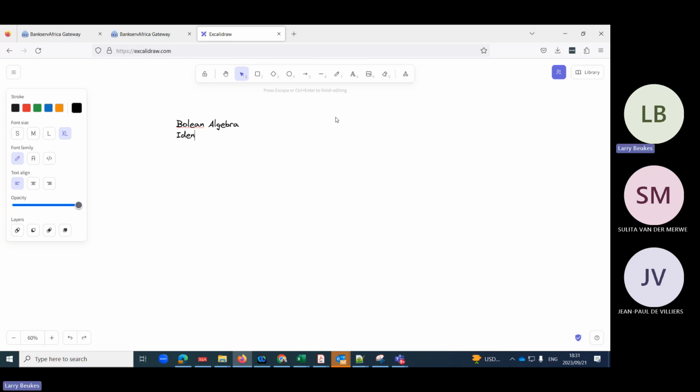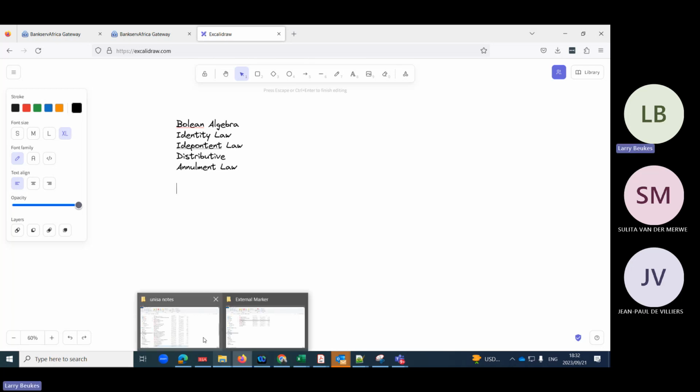We have laws like the identity law, idempotent law. How to spell that? Idempotent law. Identity, idempotent. Obviously, the distributive law. Annulment law.